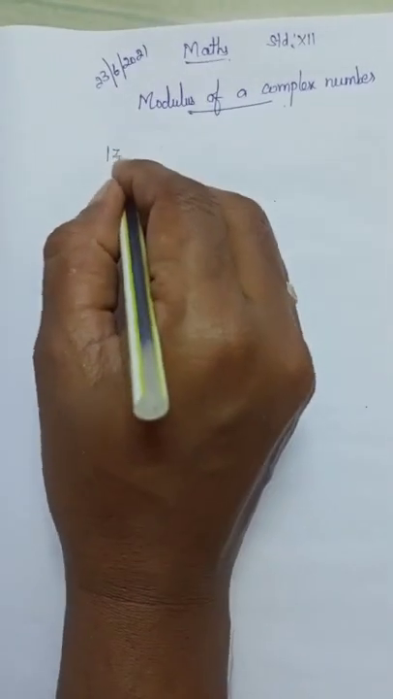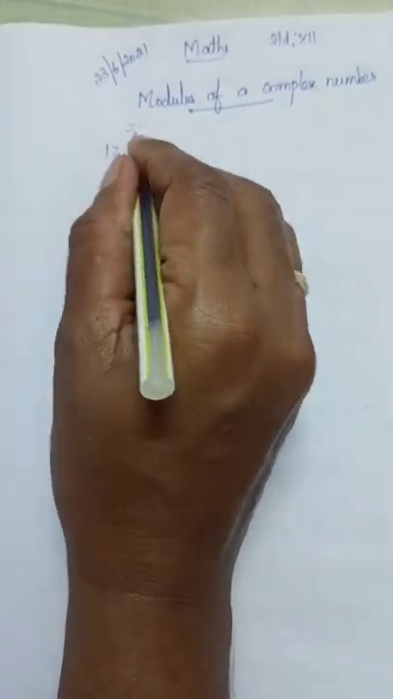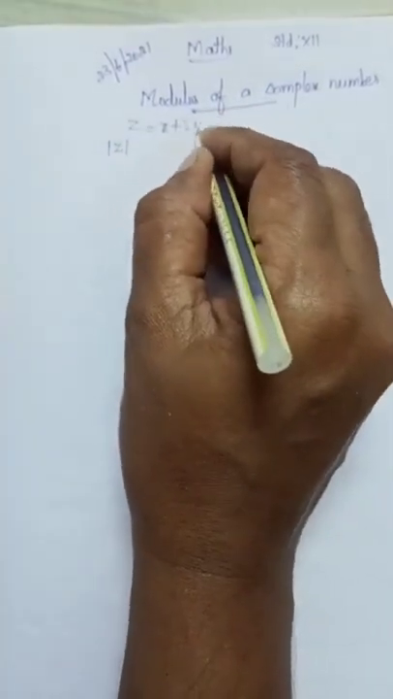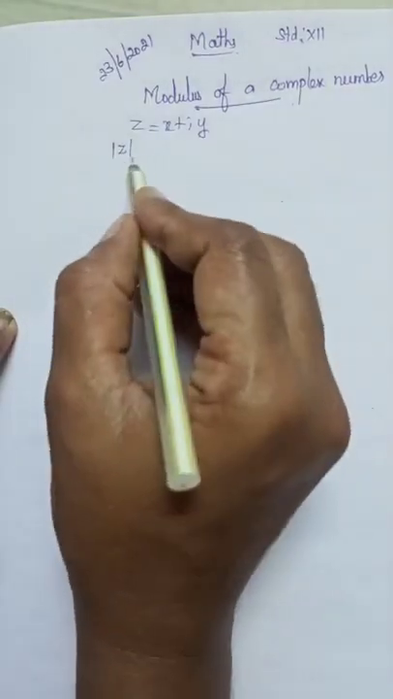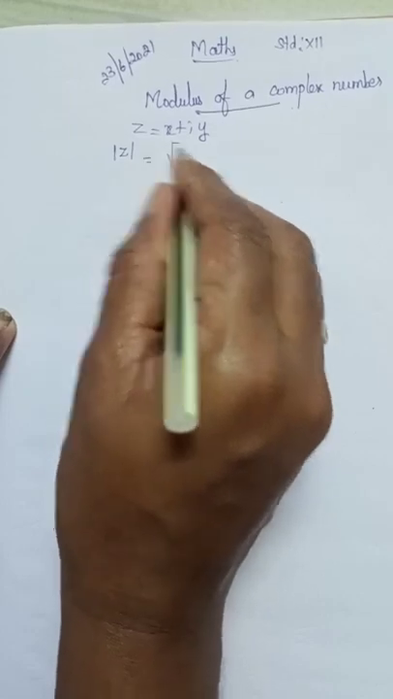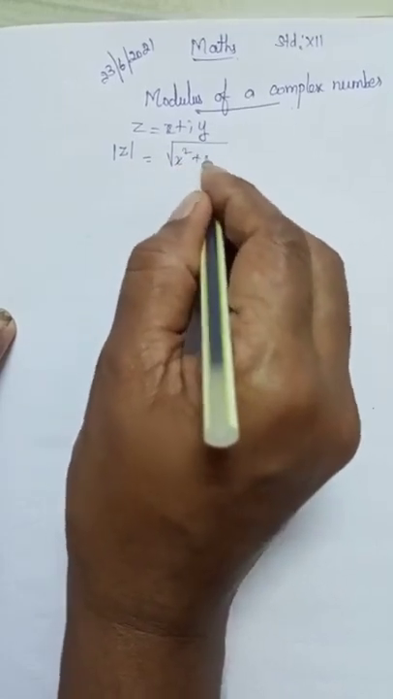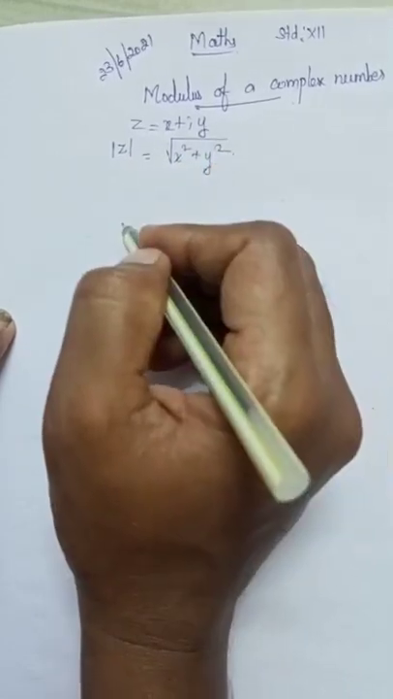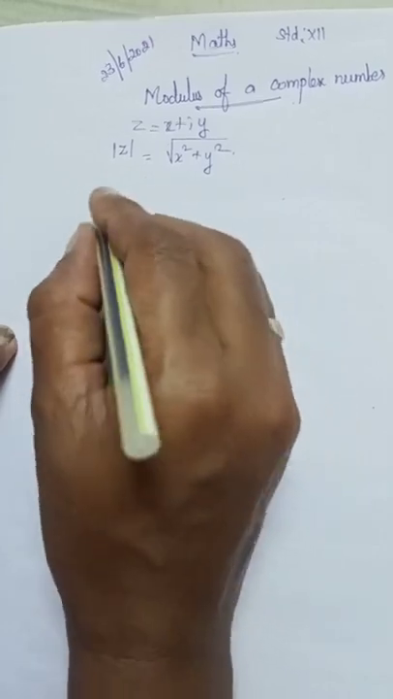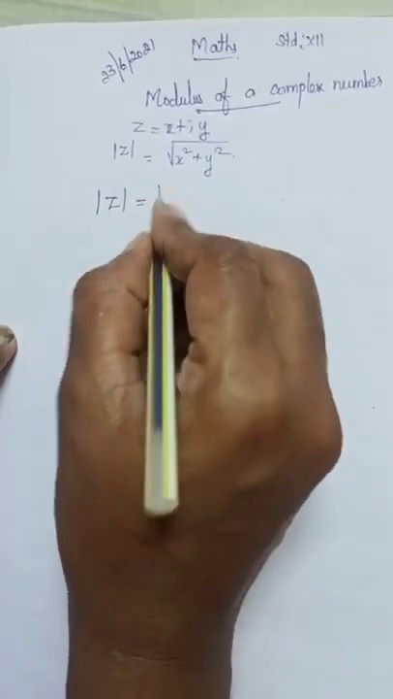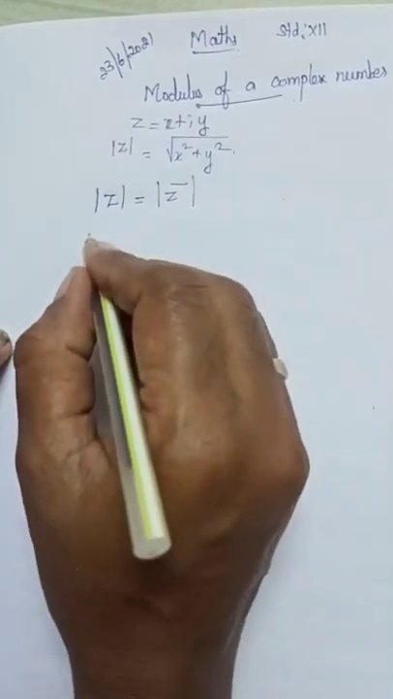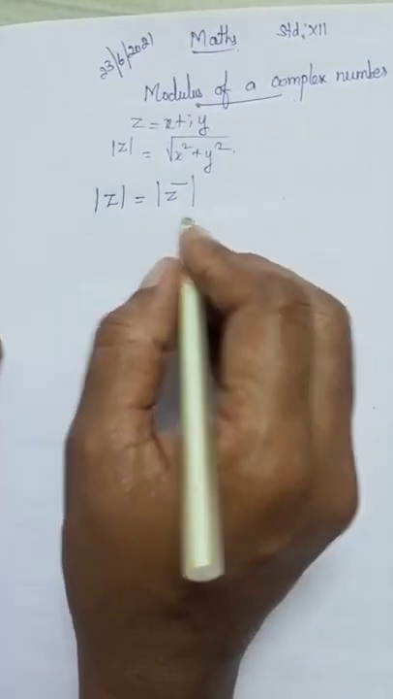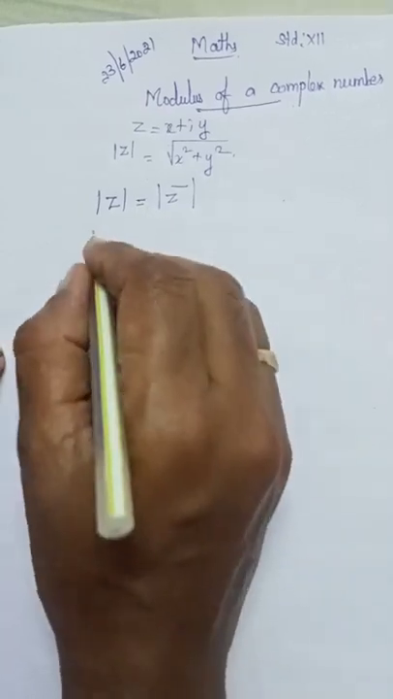That is, modulus z. If z is equal to x plus iy, modulus z is equal to, we know, root of x square plus y square. And moreover, modulus z is equal to modulus z bar. Then, if it is in multiplication and division, the modulus will be separated.